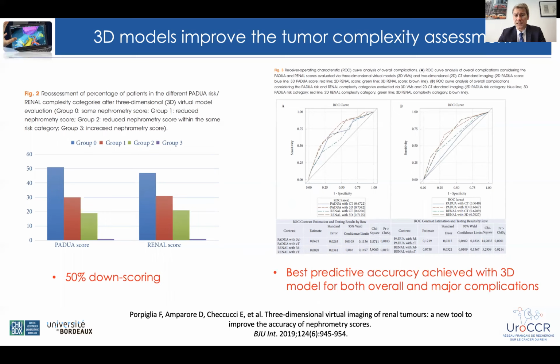in the preoperative setting. The second conclusion was that the best predictive accuracy was achieved with the 3D model for both overall and major complications. So meaning that using the 3D model will improve the ability for the surgeon to accurately evaluate what the complexity of the surgery will be.